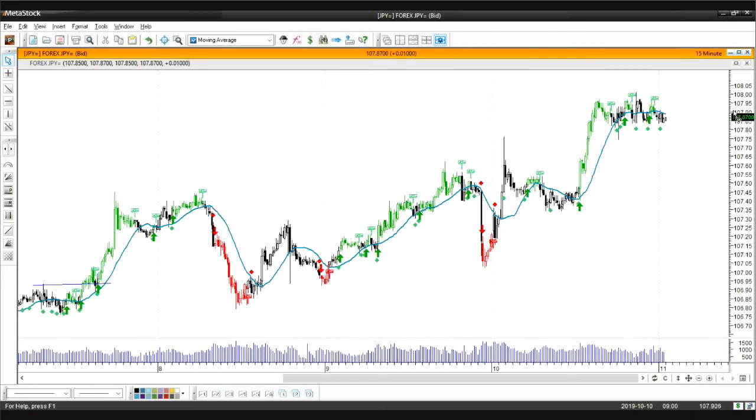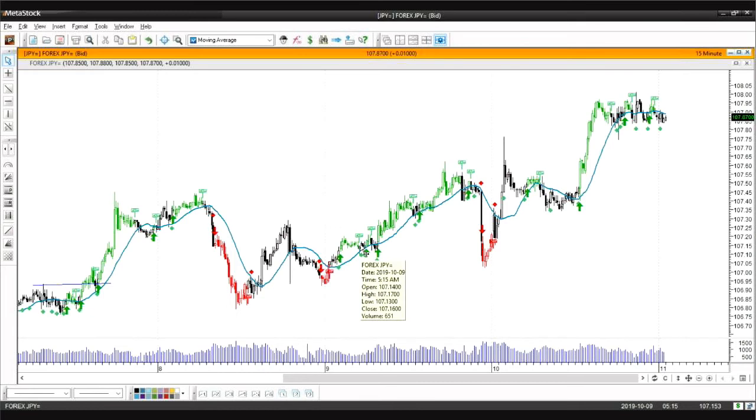Excellent. So right now we're consolidating on the 15-minute time frame on the USD JPY chart. At some point, we're either going to break that high or break that low, and that's where you want to take advantage of that. All right. What else can I show you here?